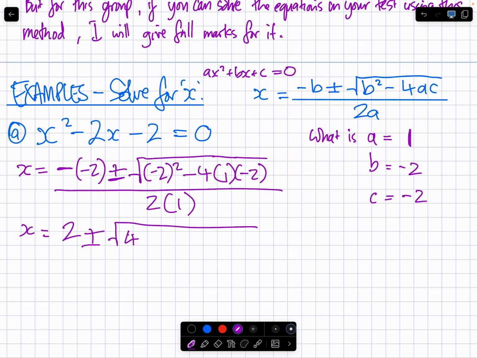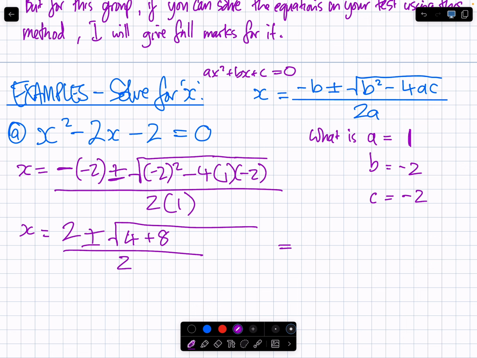What's -4 lots of 1? Good. And then keep that in your head. Right now, I've just been told that -4 times 1 is -4. But then what's -4 times -2? Good. So that's going to be 4 plus 8 here. Over, what's 2 lots of 1? 2. See how that step sort of cleaned things up? There are not so many brackets and everything.